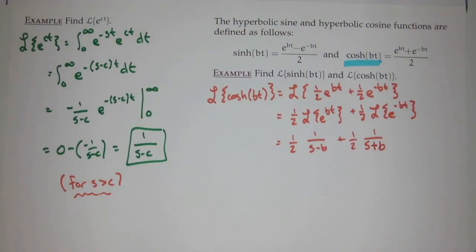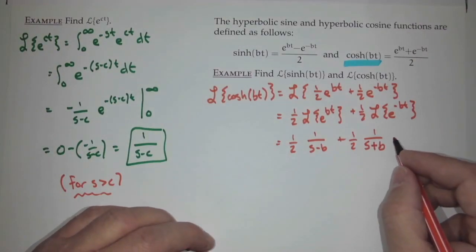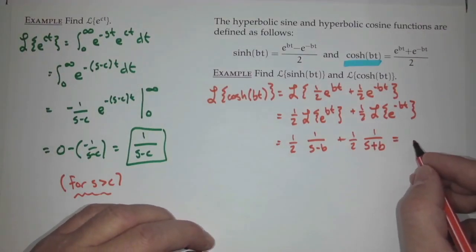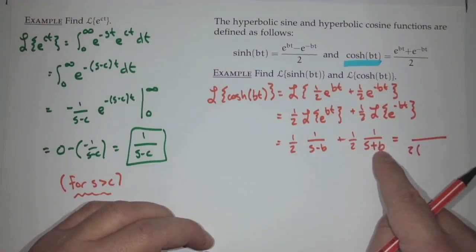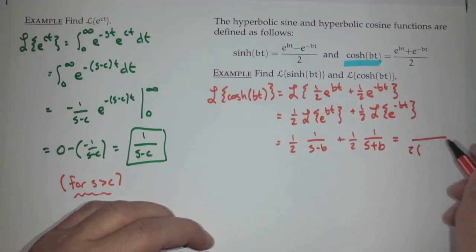And we can even make this look nicer. Like I said, we're doing algebra. What's the algebra thing to do here? Combine. We want a common denominator. What would our common denominator be? It's s minus b times s plus b, so it'd be s squared minus b squared.